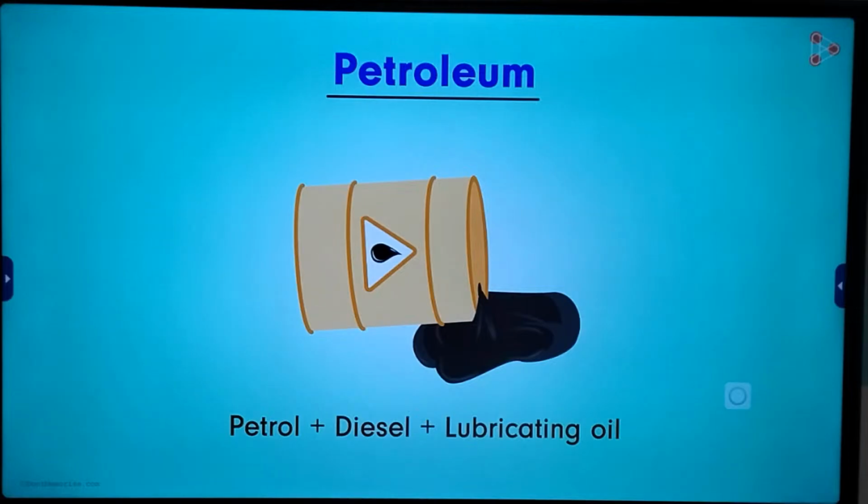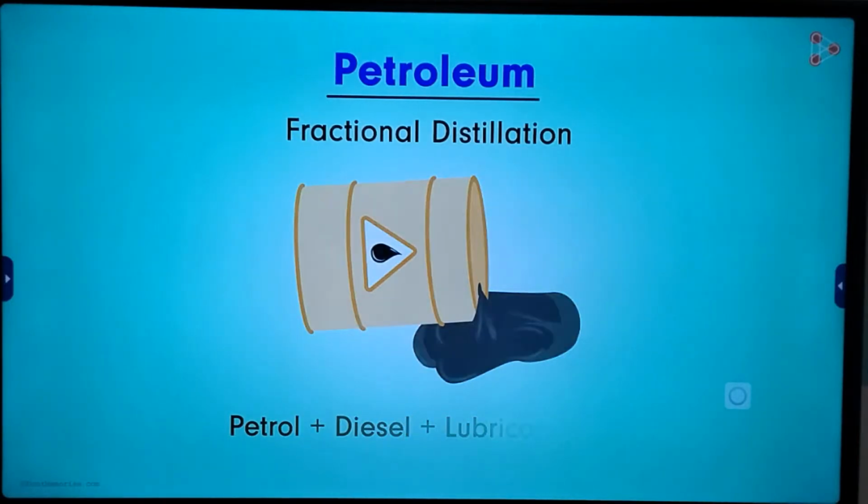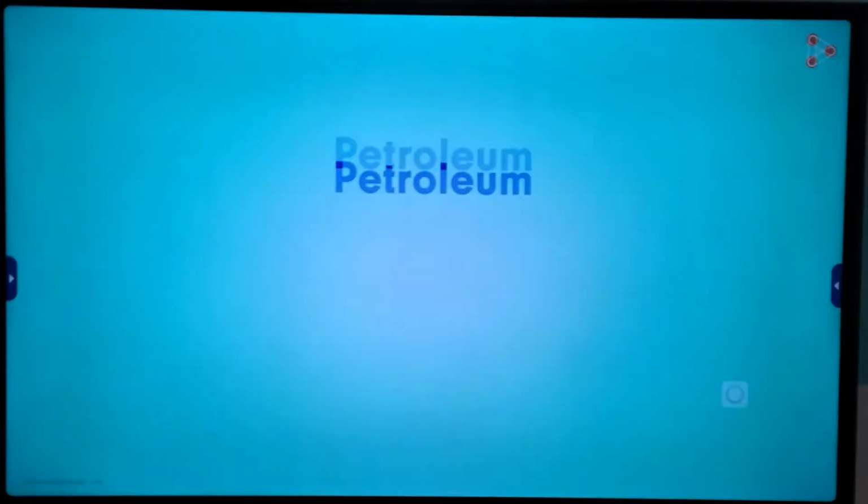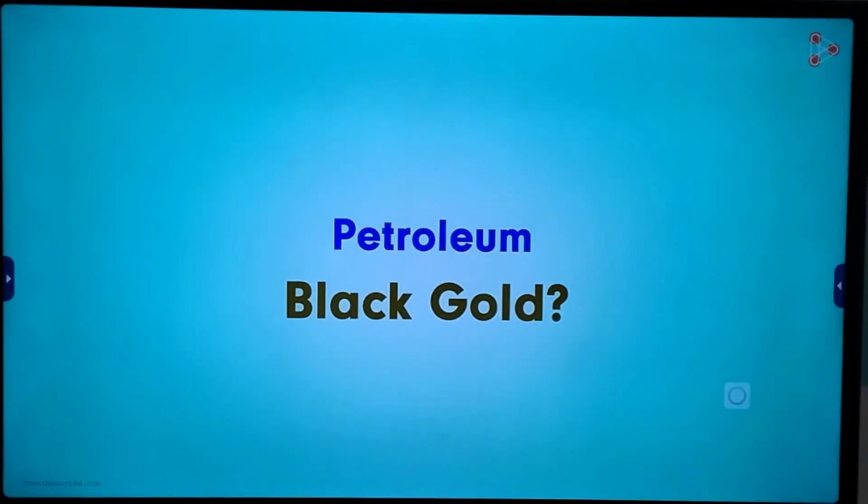This petroleum then undergoes the process of fractional distillation. Do you know how this process works? For that, we will have to look at the insides of a petroleum refinery. Before we go there, do you know why petroleum is also known as black gold? Hold on to that thought. When we have gone through the next lesson, I'm sure you will have an answer to that question.